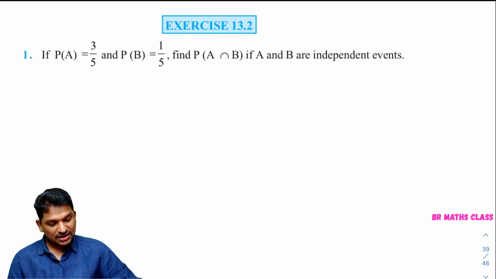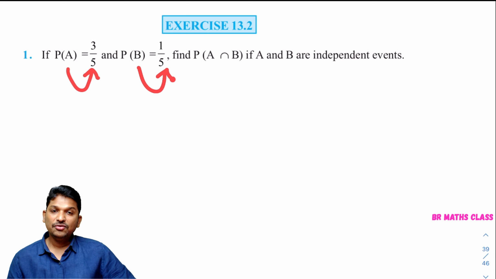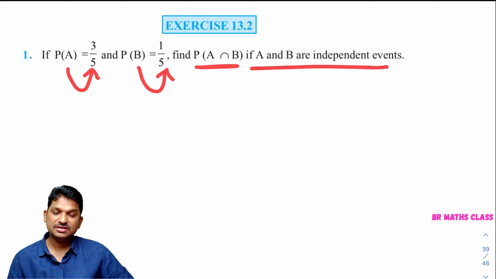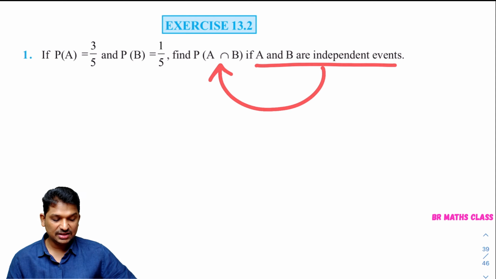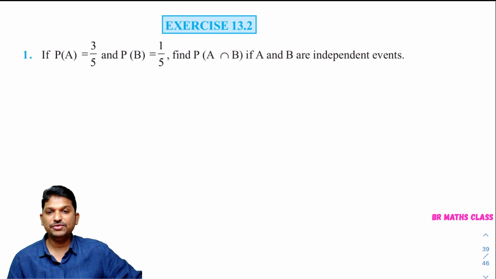Probability of A is 3 by 5. Probability of B is 1 by 5. Find probability of A intersection B if A and B are independent events. What they are asking: if A and B are independent events, then find probability of A intersection B. For that, they have given probability of A and probability of B.